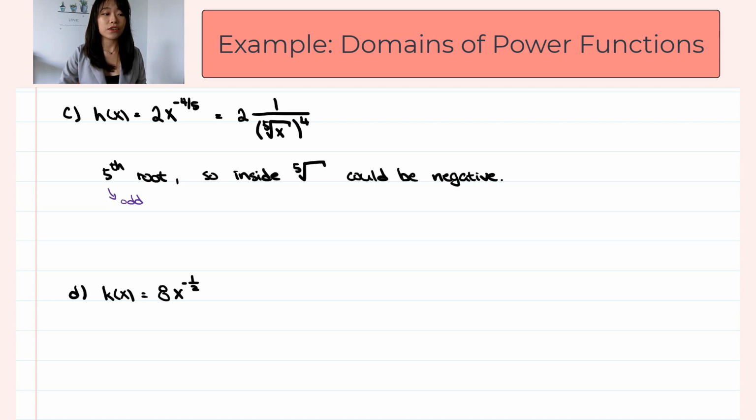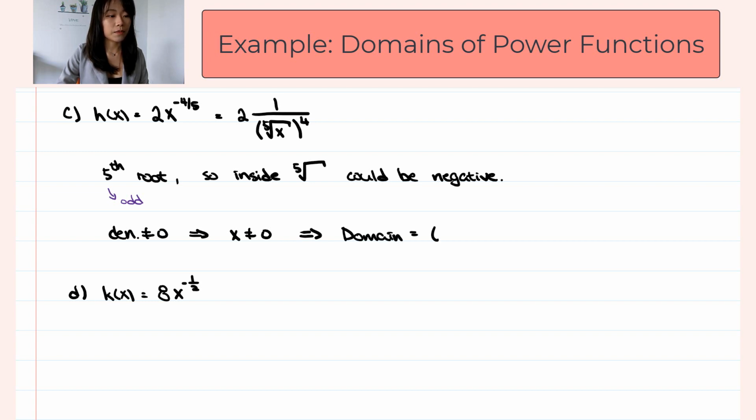However, the variable is still in the denominator. So there's another constraint on x, which is that the denominator cannot be 0, which means x cannot be 0. So using interval notation, the domain of h of x is from negative infinity to 0 exclusive, then union 0 to infinity.